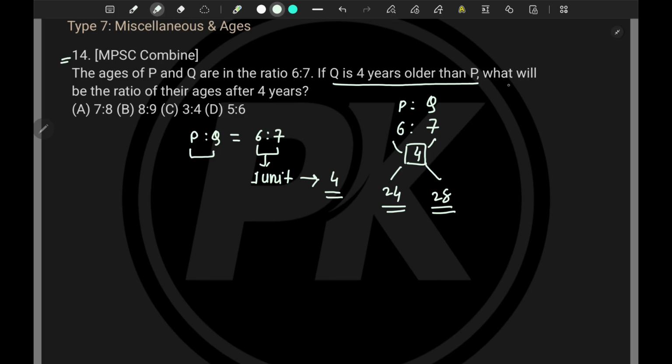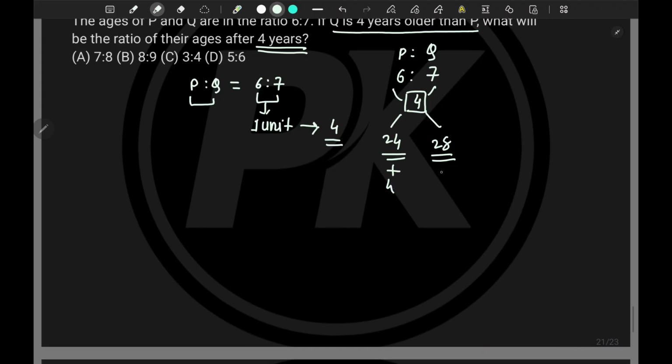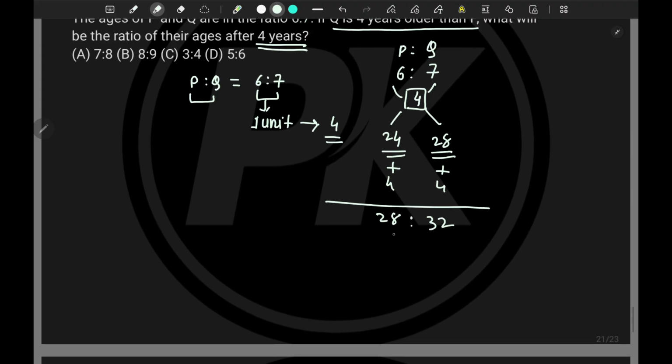Now, what they are asking: what will be the ratio of their ages after 4 years? So after 4 years, they will become older by 4 years, right? So this will become 28 and this will become 32, right? They are asking what is the ratio, right? So I can divide it by 4. So 4 sevens are 28, 4 eights are 32, right? So 7 as to 8, and hence option number A is correct.